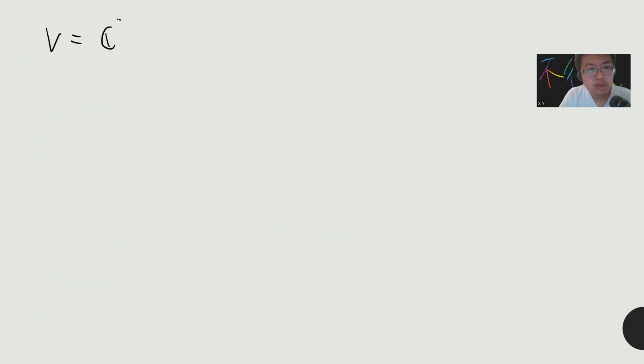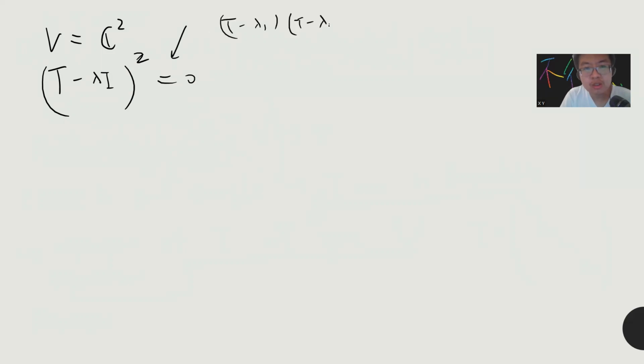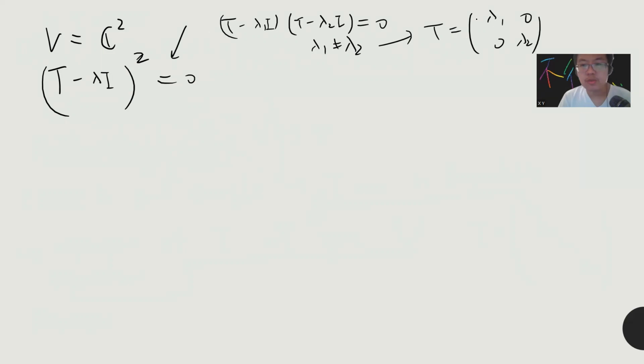Let's consider V equals C^2, and let's say T is an operator on it. You can calculate the characteristic polynomial. Obviously, if the characteristic polynomial is (T minus lambda 1 I)(T minus lambda 2 I) equals 0, and lambda 2 is different from lambda 1, then you can write T in terms of this, because different eigenvalues must have different eigenvectors.